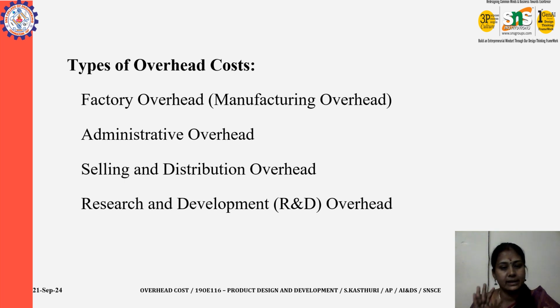The fourth one is the research and development overhead. R&D overhead refers to the indirect costs related to innovation, product development and improvement efforts. Examples include the R&D facility cost, testing equipment, R&D staff salaries, intellectual property cost.